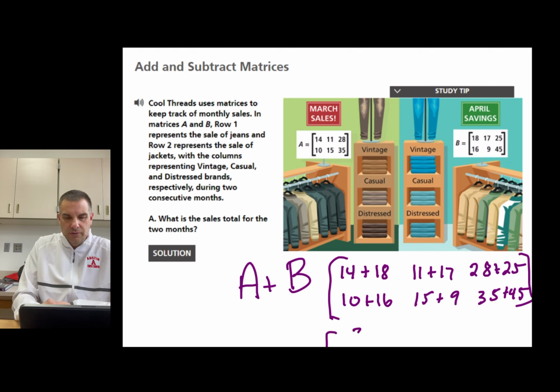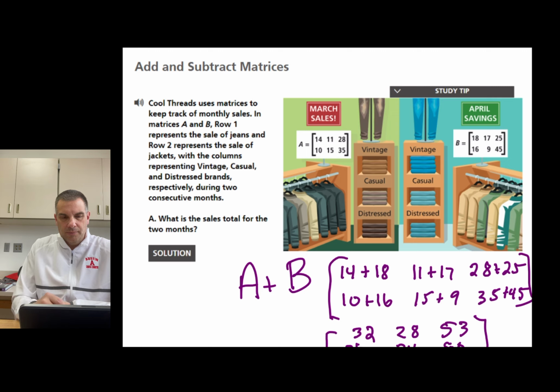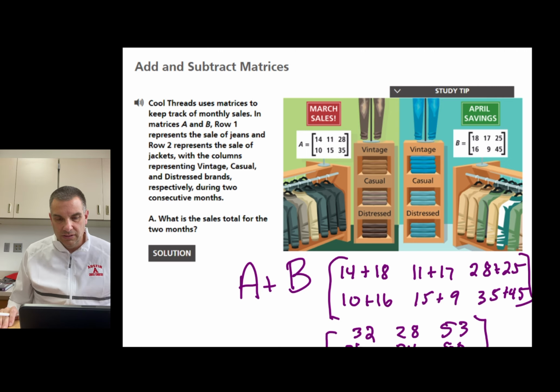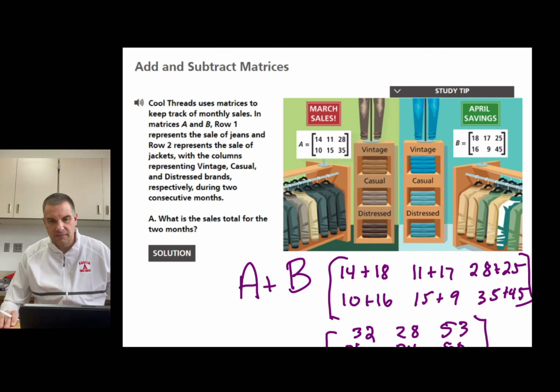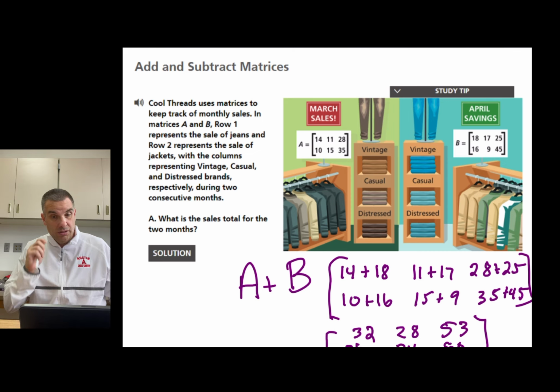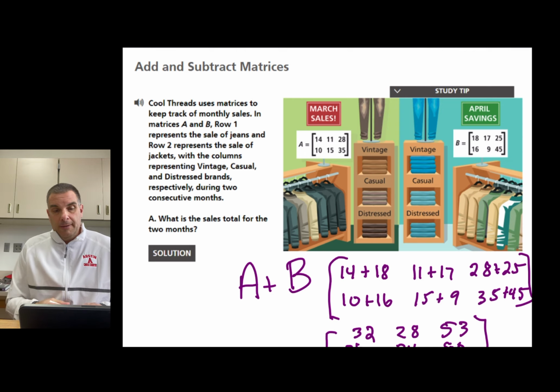So 32, 26, 28, 24, 53, and 70, 80. Okay. What does it represent? Well, it represents that we sold a lot of distressed jeans during the month.